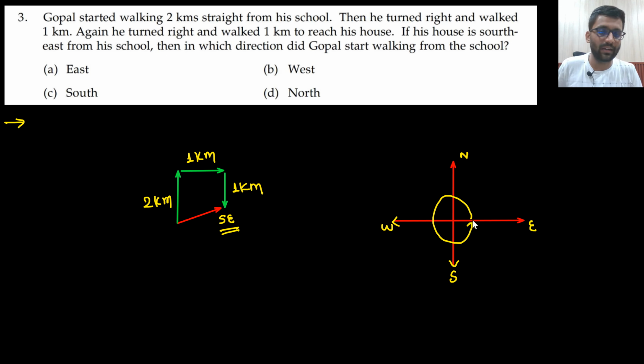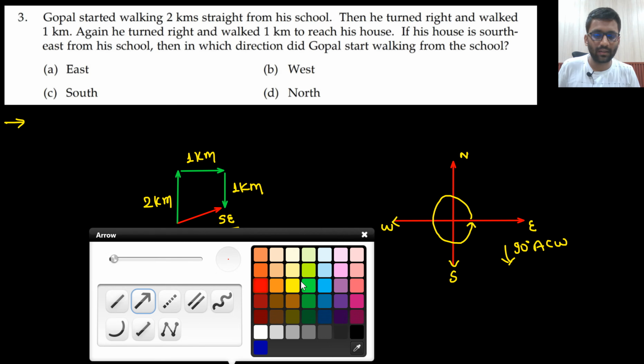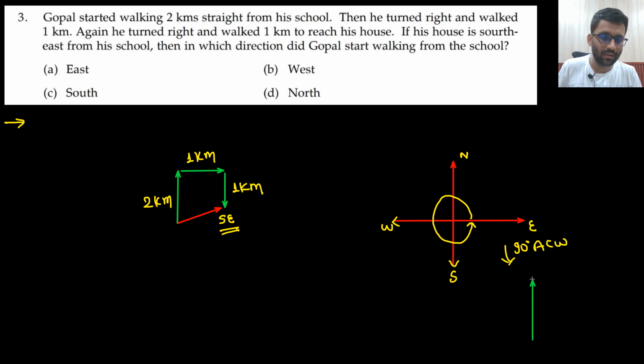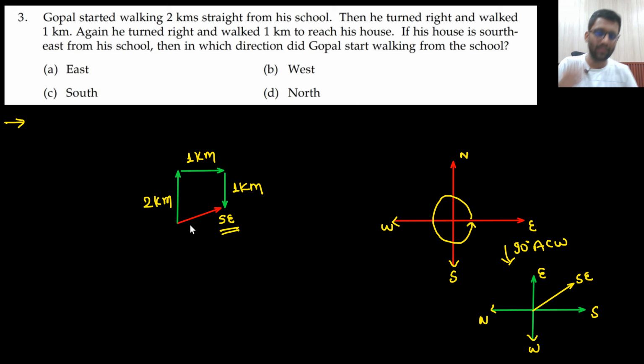So if I rotate that by 90 degree, what I will get? In which direction we are rotating? Anti-clockwise. I need to make this as southeast. So I will get east here and south here. East will come here, north will go there, and west will come downward, and south will go upward. And this will be my southeast now.